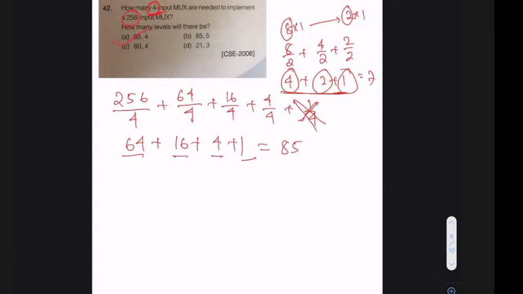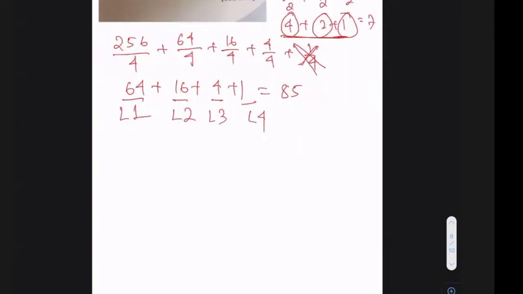The answer is option A. You need 85 multiplexers, and there will be 4 levels. In level 1, you have 64 multiplexers. In level 2, 16 multiplexers. Level 3, 4 multiplexers. Level 4, 1 multiplexer. Okay, so this is what the answer is.